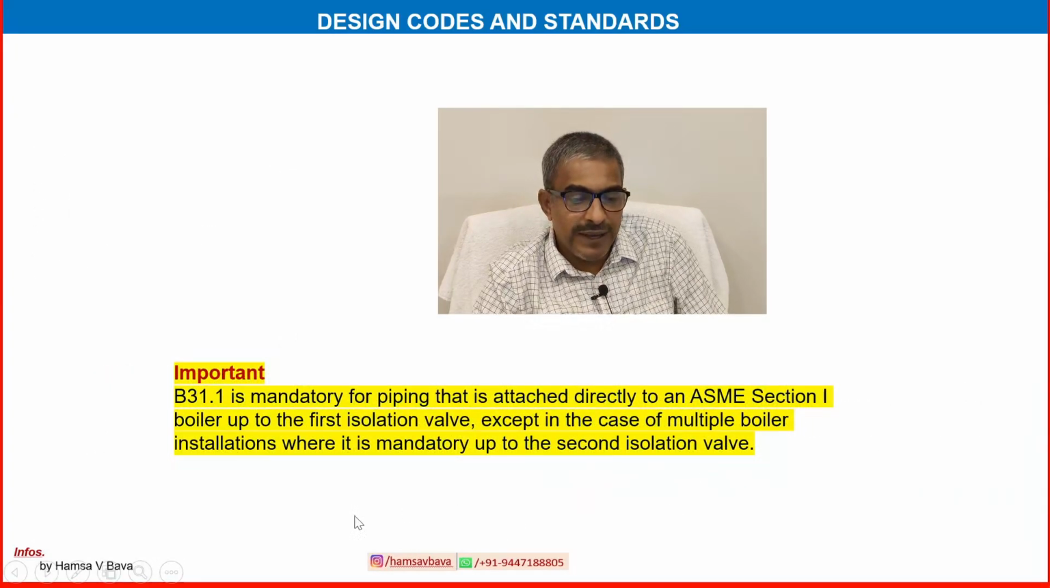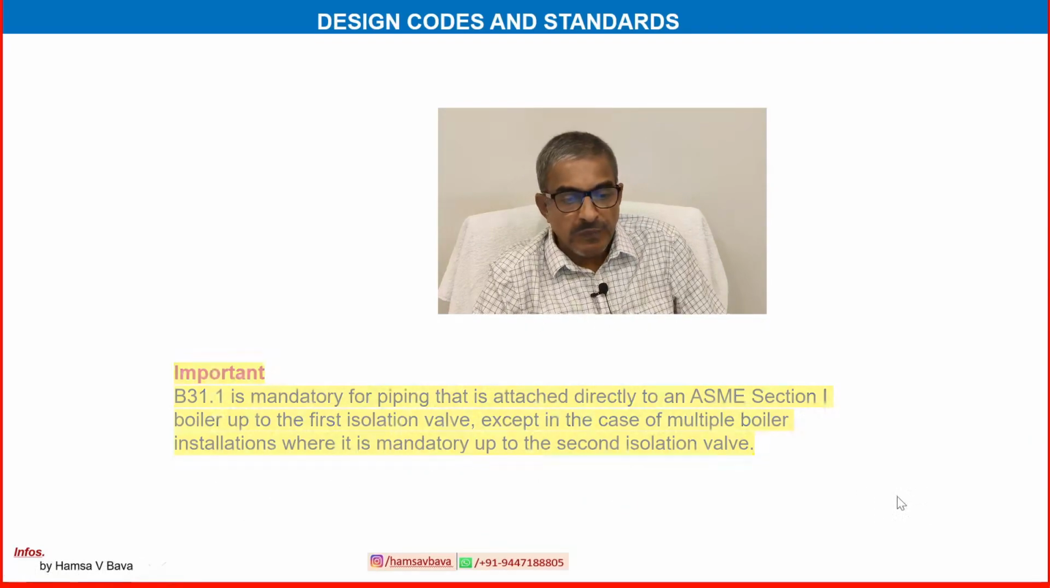Important information available here: B31.1 is mandatory for piping that is attached directly to an ASME Section 1 boiler up to the first isolation valve, except in the case of multiple boiler installations, where it is mandatory up to the second isolation valve.